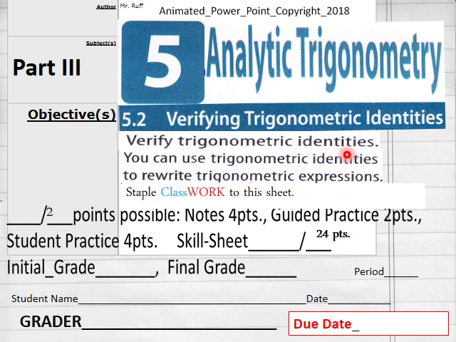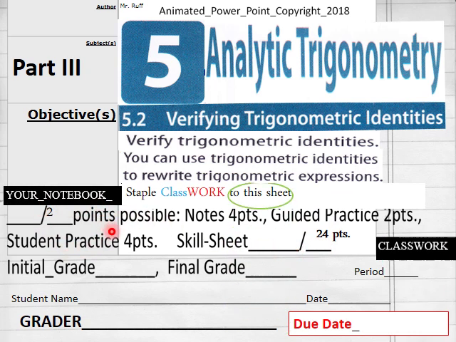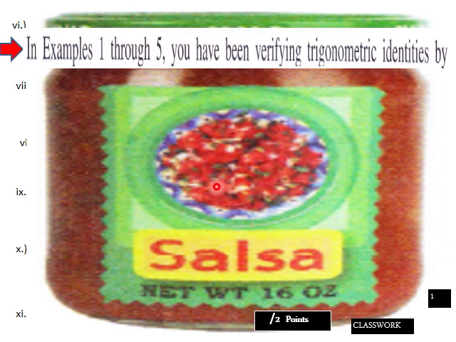5.2 part 3, verifying trigonometric identities. We've got 24 points here on your classwork sheet and 2 points on your notebook guide if you have one. Today we're going to go right into our lesson. Classwork page 1 part 3, examples 1 through 5, which you've already done.